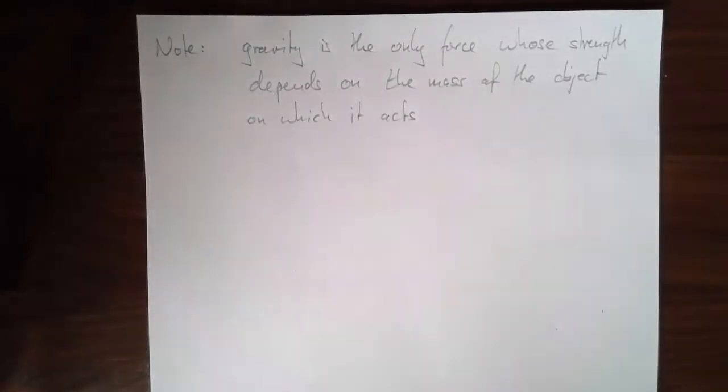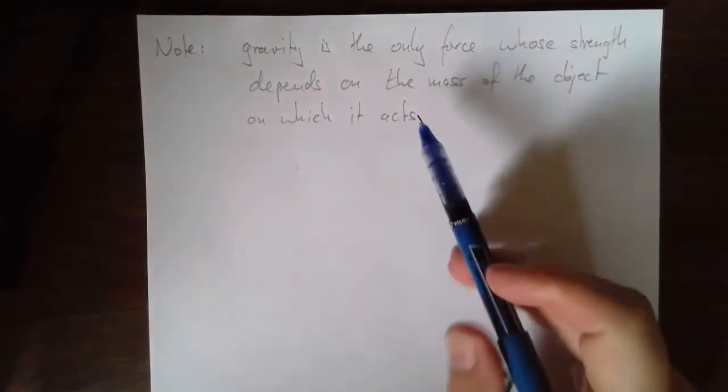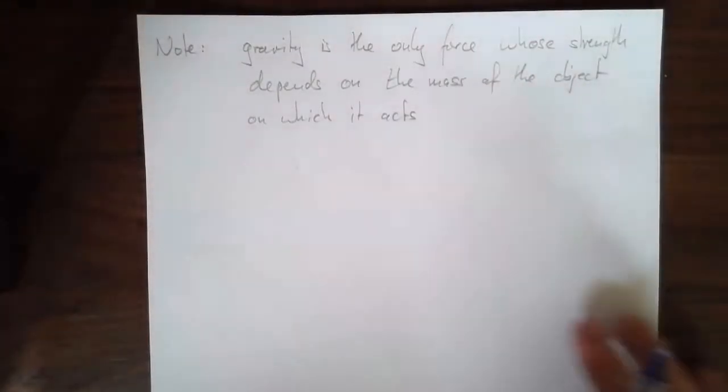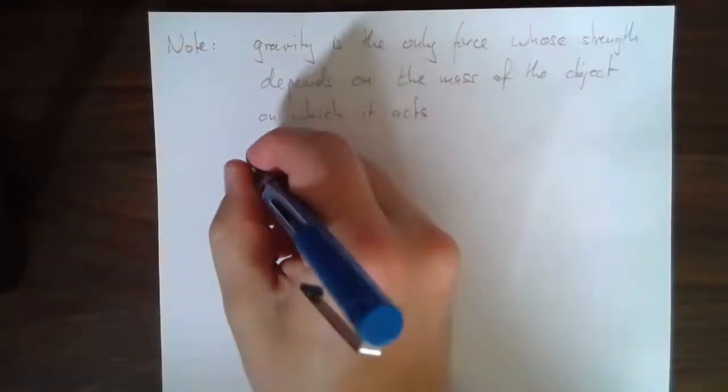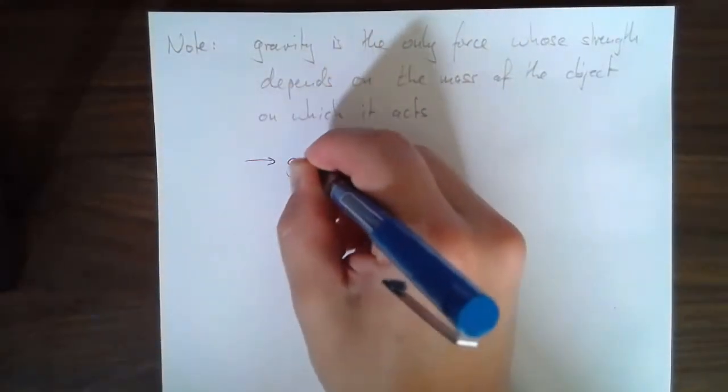Or when we talk about friction, perhaps, friction is going to depend on the roughness of the surface. Hopefully you can already visualize that. The roughness of the surface. So the properties of the object on which it acts, yes, but not specifically on the mass. Whereas gravity is the only force whose strength seems to depend very directly on the mass. This makes gravity very special. So this is one thing to say. So gravity is special.